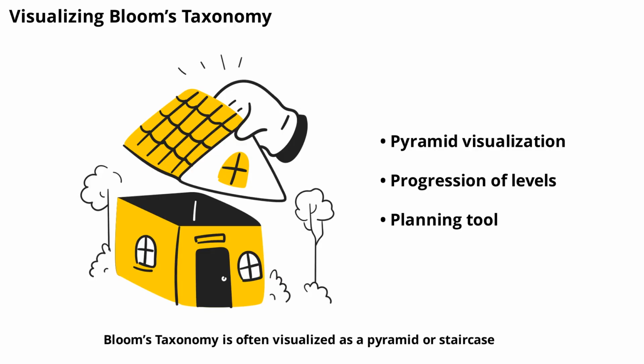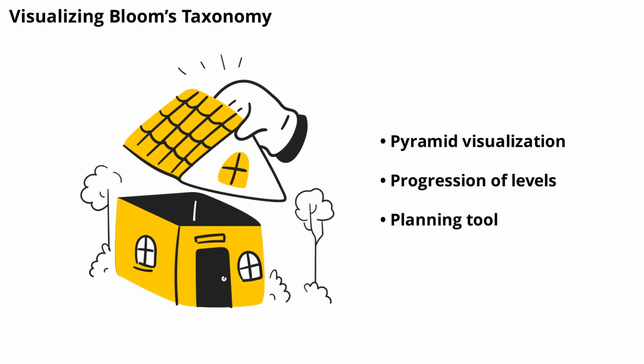Bloom's taxonomy is often visualized as a pyramid or staircase, with each level representing a step toward higher-order thinking. This visual helps educators and learners understand the progression from basic recall to advanced creation. It's a useful tool for planning and reflection.